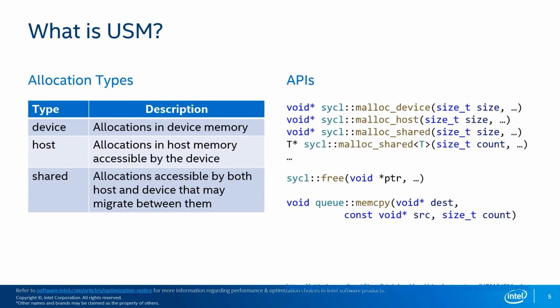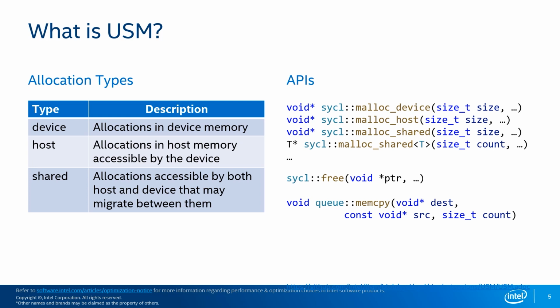The core concept in USM is the three different types of memory allocations that it defines. The first type of allocation is a device allocation. These are allocations in device memory that are accessible on the device, but not on the host. Programmers must explicitly copy data between host memory and device allocations. This requires extra effort from the programmer, but allows total control over when data movement occurs and how much data is moved.